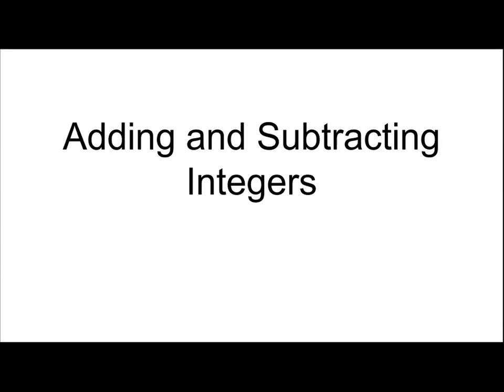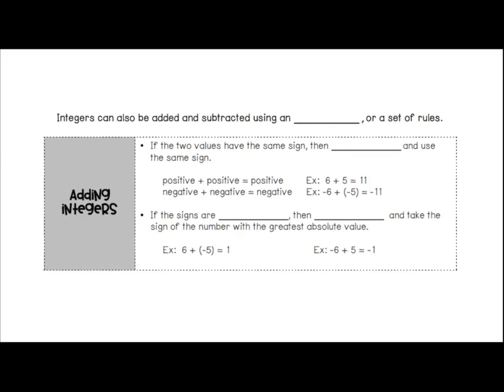Now that we've added and subtracted integers using models, counters, and number lines, we have to be able to add and subtract integers without those models. So we can add and subtract integers using an algorithm, which really is just a fancy word for a set of rules. So when you're adding integers, here are what the rules are.